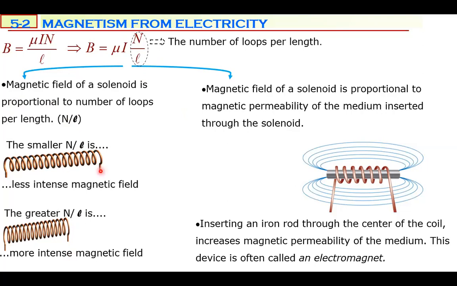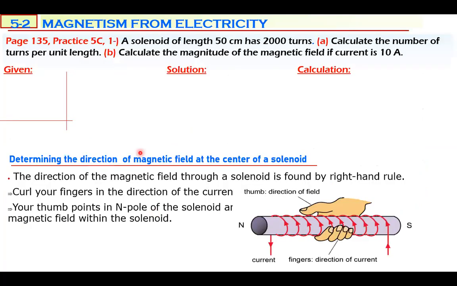The next one is about using a different medium, mu. Mu also affects the magnetic field. Mu is the magnetic permeability, and it depends on the medium. Air has a very small magnetic permeability. But if you use a substance which has a greater magnetic permeability, like iron, and insert it inside this solenoid, you are going to increase the magnetic field intensity. Inserting an iron rod through the center of the coil increases the magnetic permeability. This device is called an electromagnet, because it will have a much stronger magnetic field than the solenoid with just the air core.